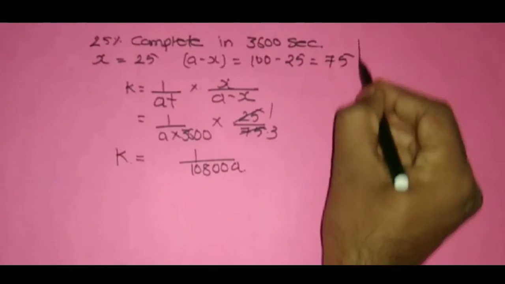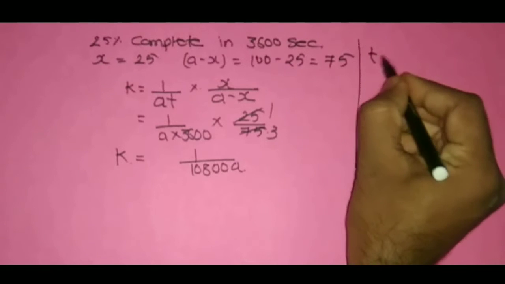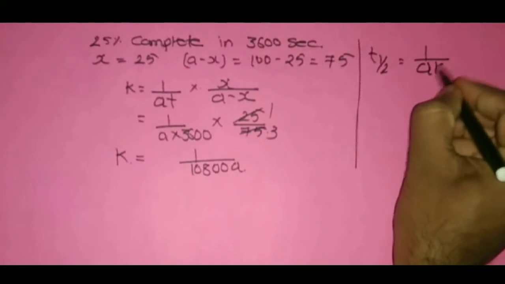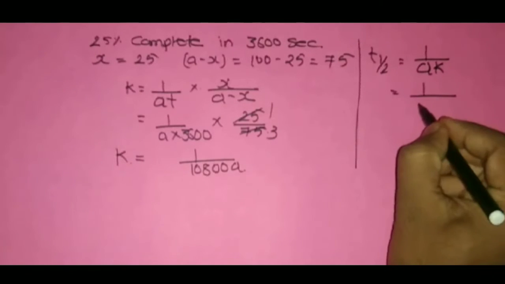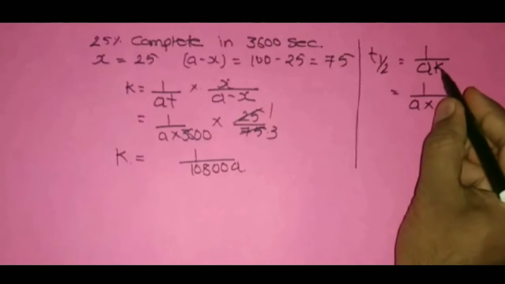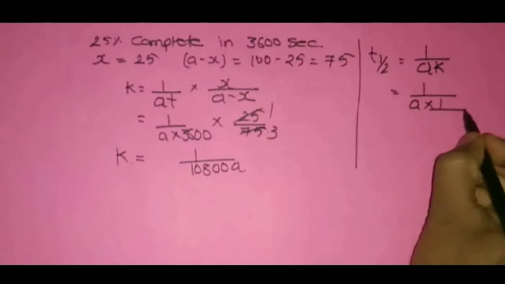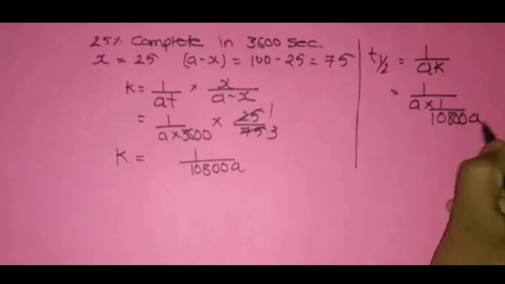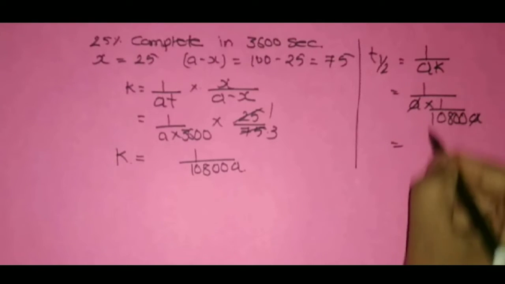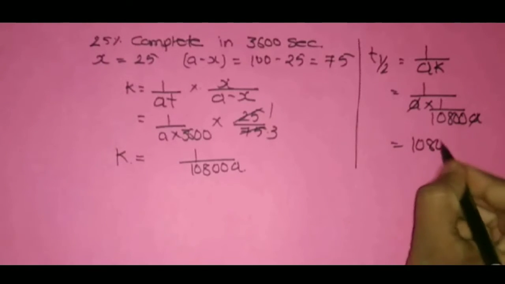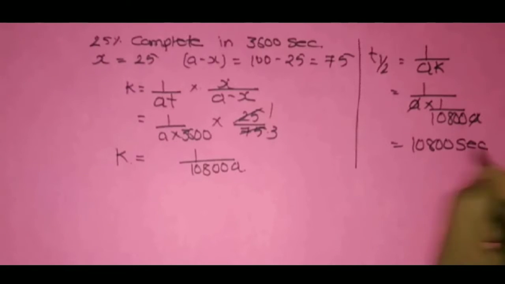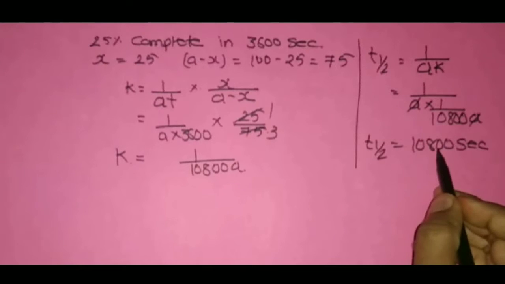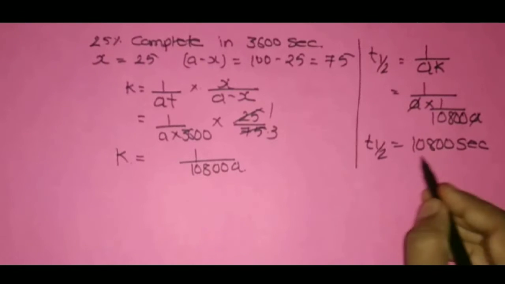Also we have to calculate the value for half-life, and half-life for second order reaction is equal to 1 upon a k. a into, what is the value for k, that is rate constant, 1 upon 10800 into a. So this will go in numerator, 10800, that is t half is equal to 10800 seconds.